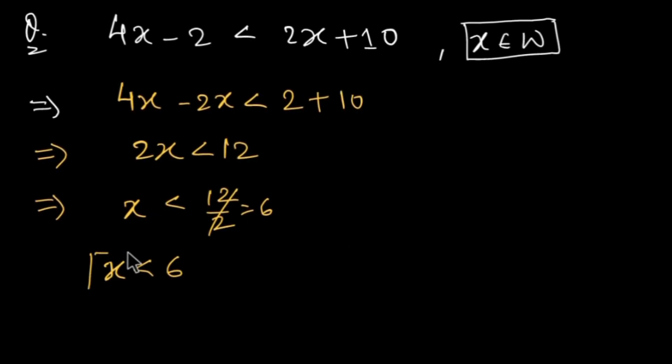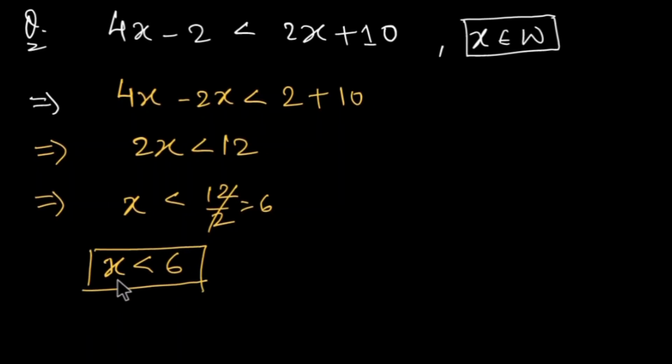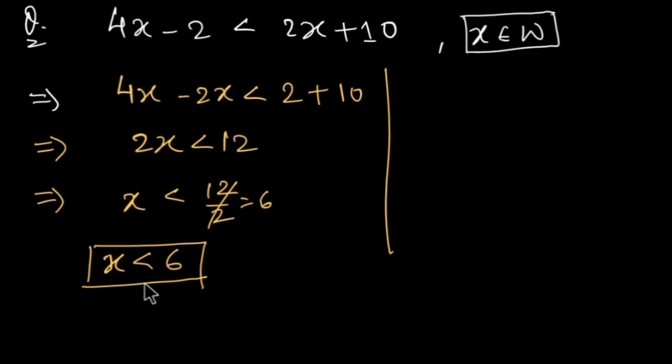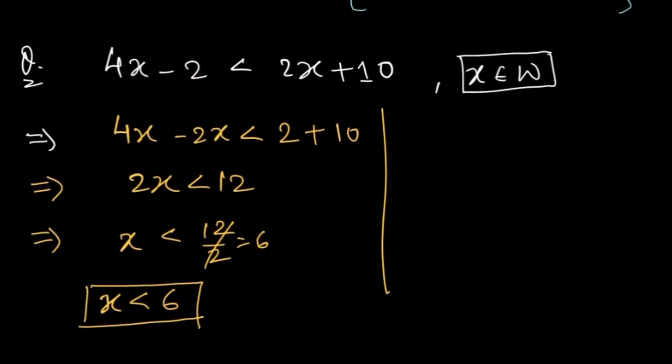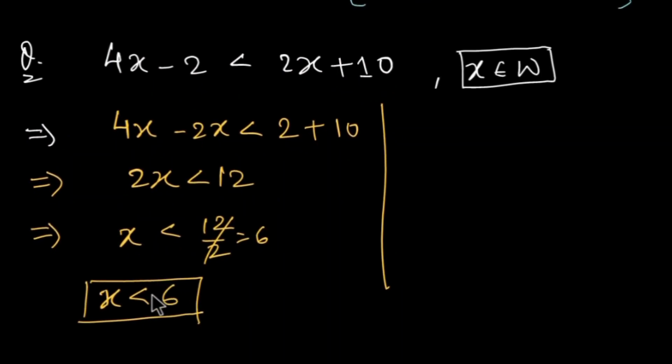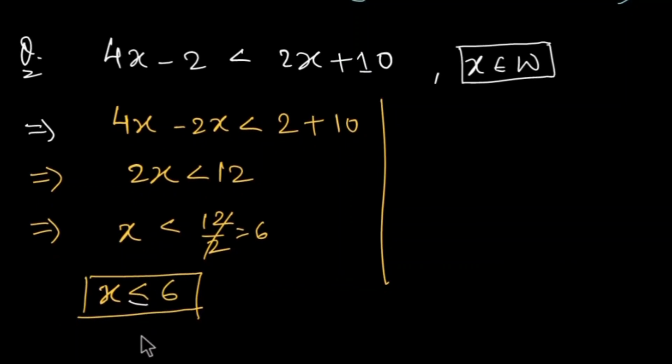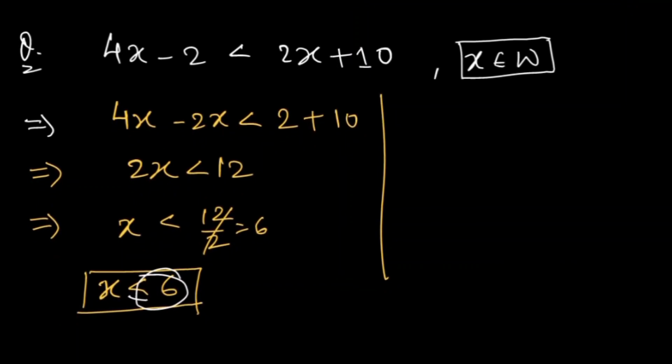So what will the answers be? x less than 6. See here, the equality sign is not there. If the equality sign were there, then we could do one more thing here. We could consider this x also, and then we could consider the 6 also here.